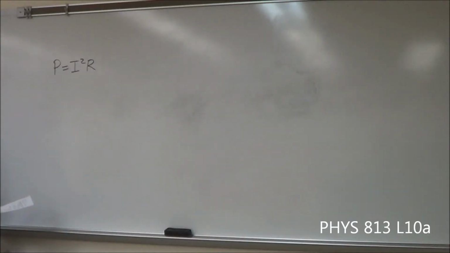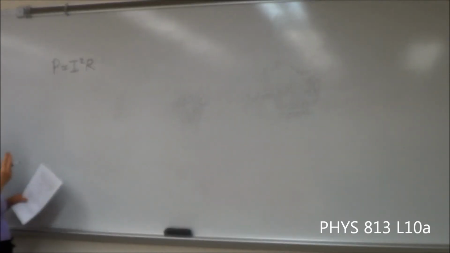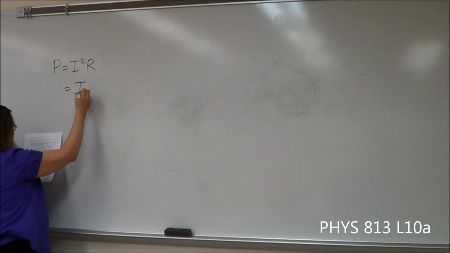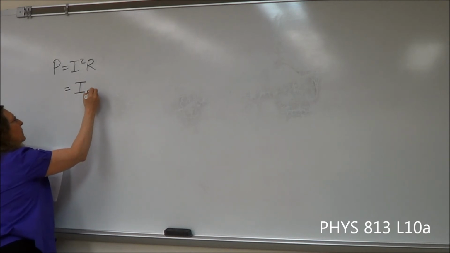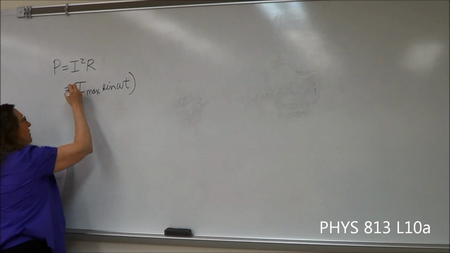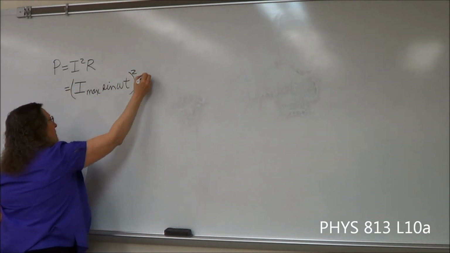Now, our current, though, is alternating. So we know the current is Imax times sine of omega t. That whole thing gets squared times R.